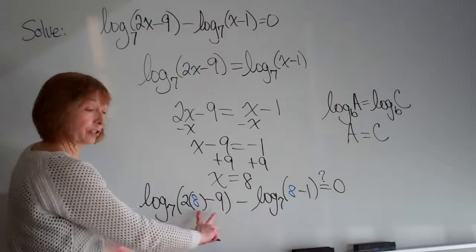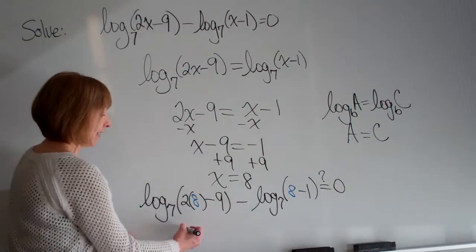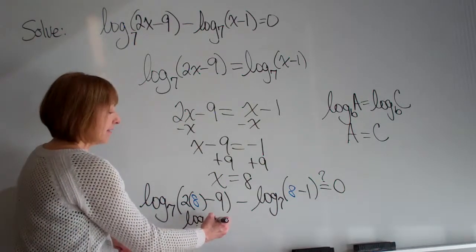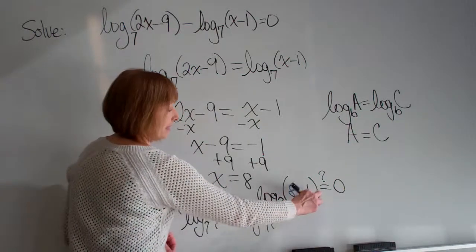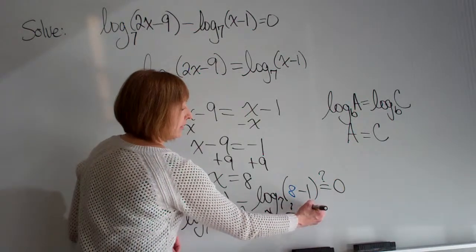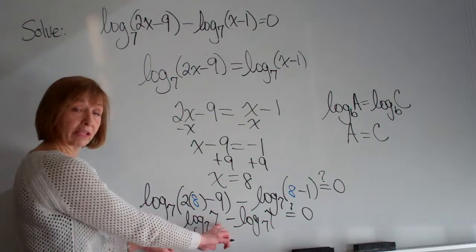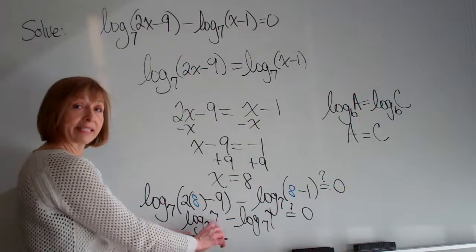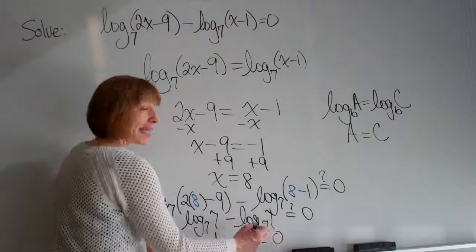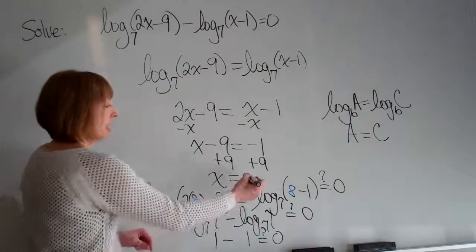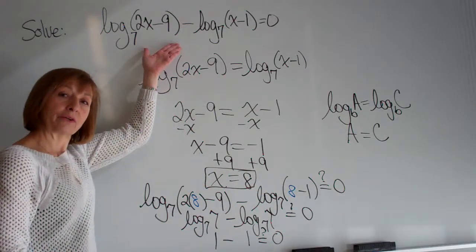Well, inside the parentheses, you need to do the operations first. So I have 2 times 8 is 16, minus 9 is 7. So that's logarithm base 7 of 7 minus log base 7 of 7, since 8 minus 1 is 7. Does that come out to be 0? And remember, logarithms are exponents that you put on the base to create the value. So the exponent I put on 7 to get 7 is 1, minus, again, 1. Is that equal to 0? And yes, 1 minus 1 is 0. So that checks. And so x equals 8 is the solution to our original logarithmic equation.